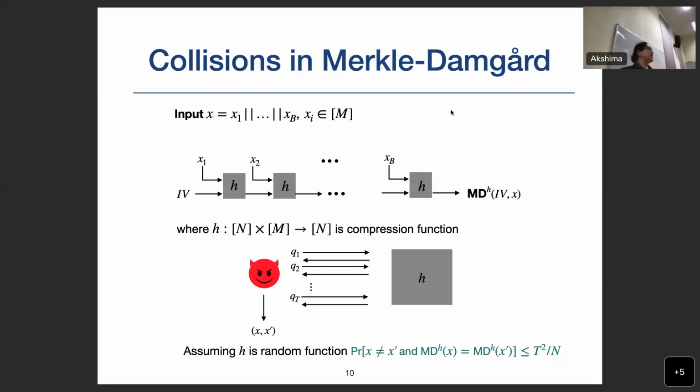Now the adversary has more knowledge about the construction and is still making t queries. But despite having more knowledge, the probability that the adversary can find a collision is still t squared over n. Throughout the presentation, we'll be talking about adversaries that make t queries, and the best you can do is still a birthday attack.